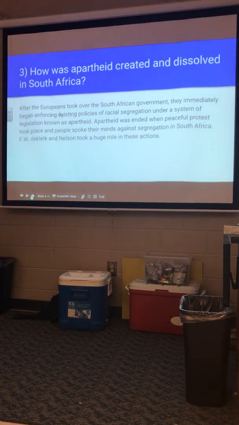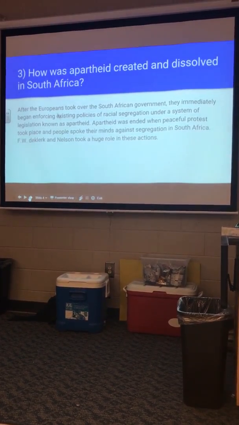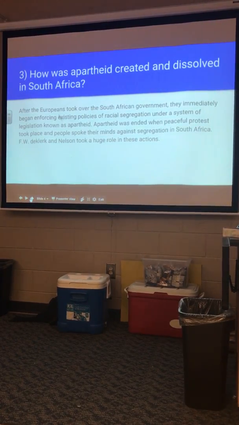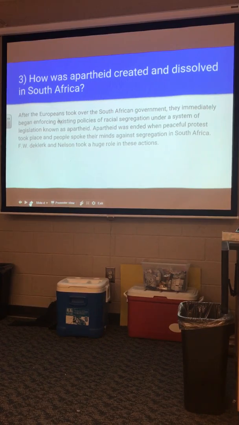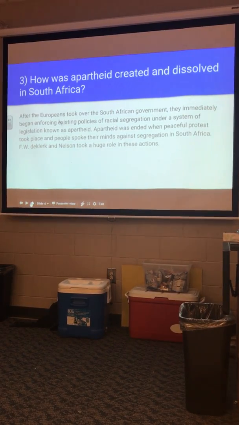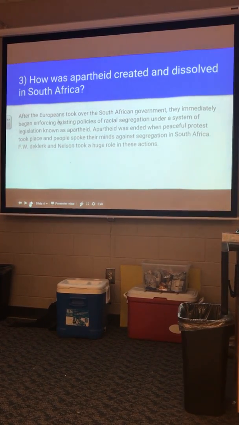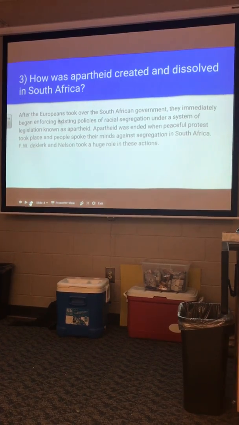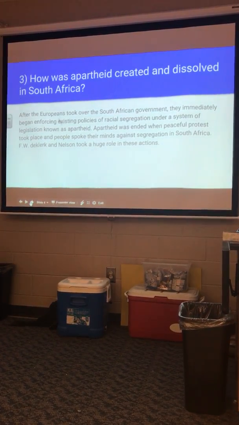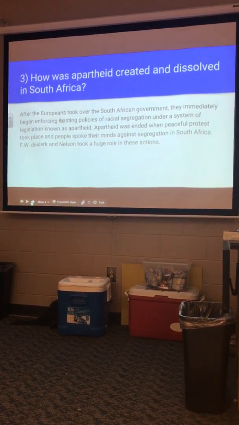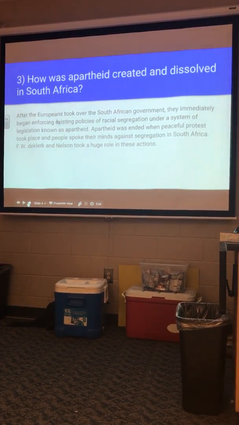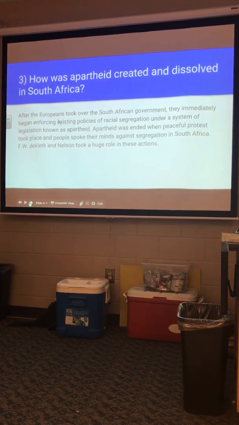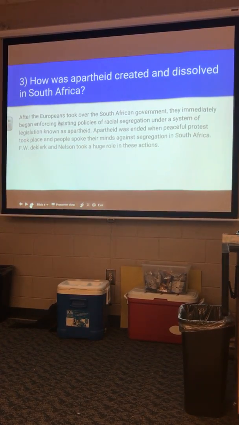Number 3. How was apartheid created and dissolved in South Africa? Apartheid is the legal segregation of races in South Africa. After the Europeans took over the South African government, they immediately began enforcing existing policies of racial segregation under a system of legislation known as apartheid. Apartheid ended when peaceful protests took place and people spoke their minds against the segregation in South Africa.